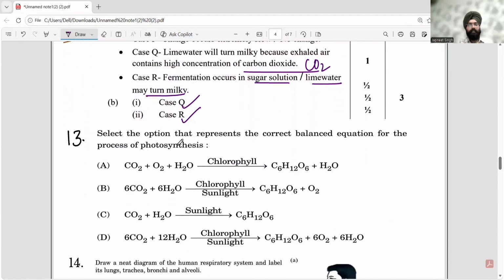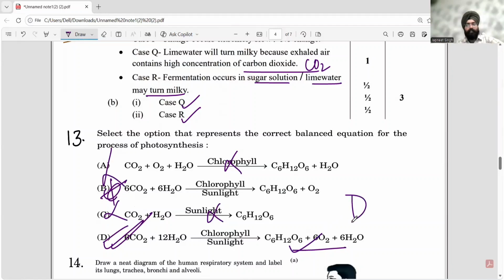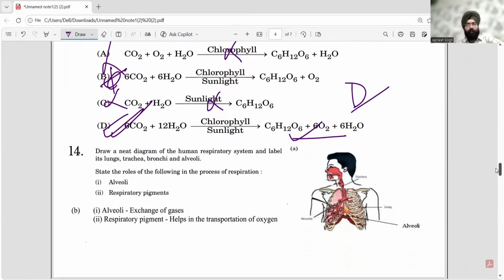Next. Select the option that represents the correct balanced equation for the process of photosynthesis. Just you have to select the correct balanced equation over there. What will be the correct option? Chlorophyll and sunlight both are present. So out of B and D, one is correct. Yes, this D option is absolutely correct. D option is your answer. Okay, done. Let's move to the next question, class.